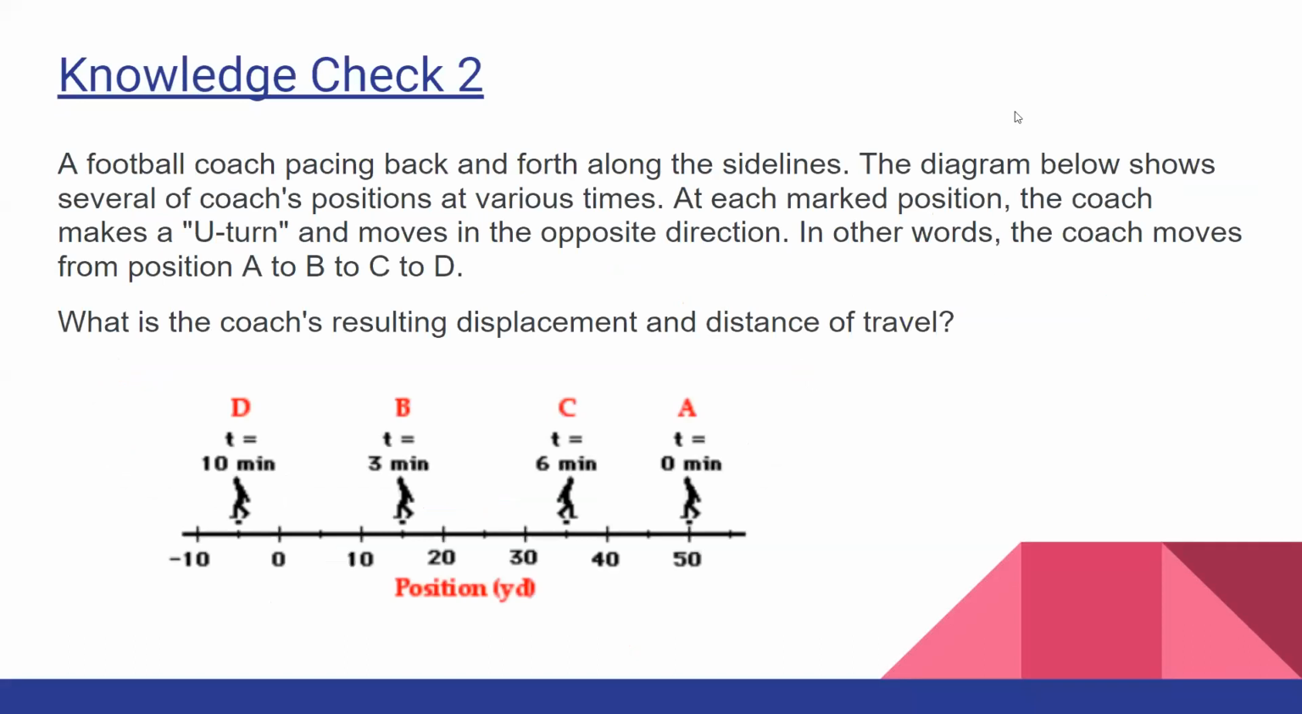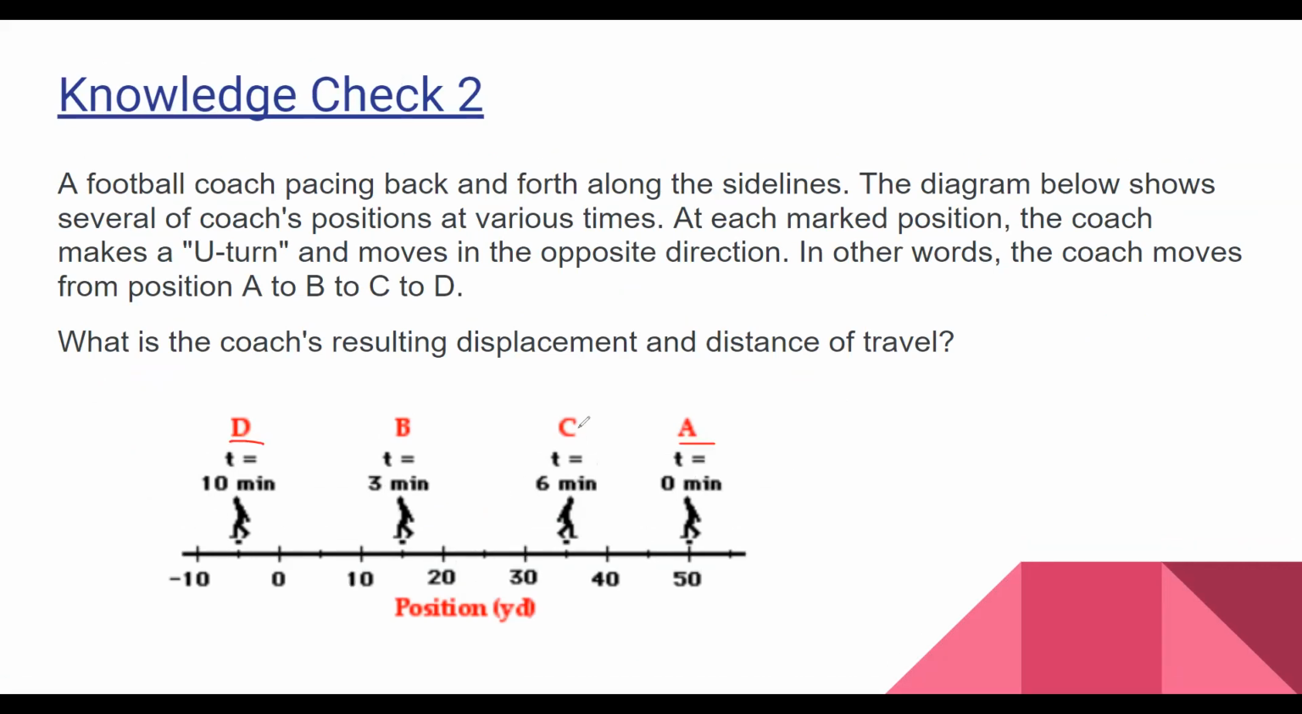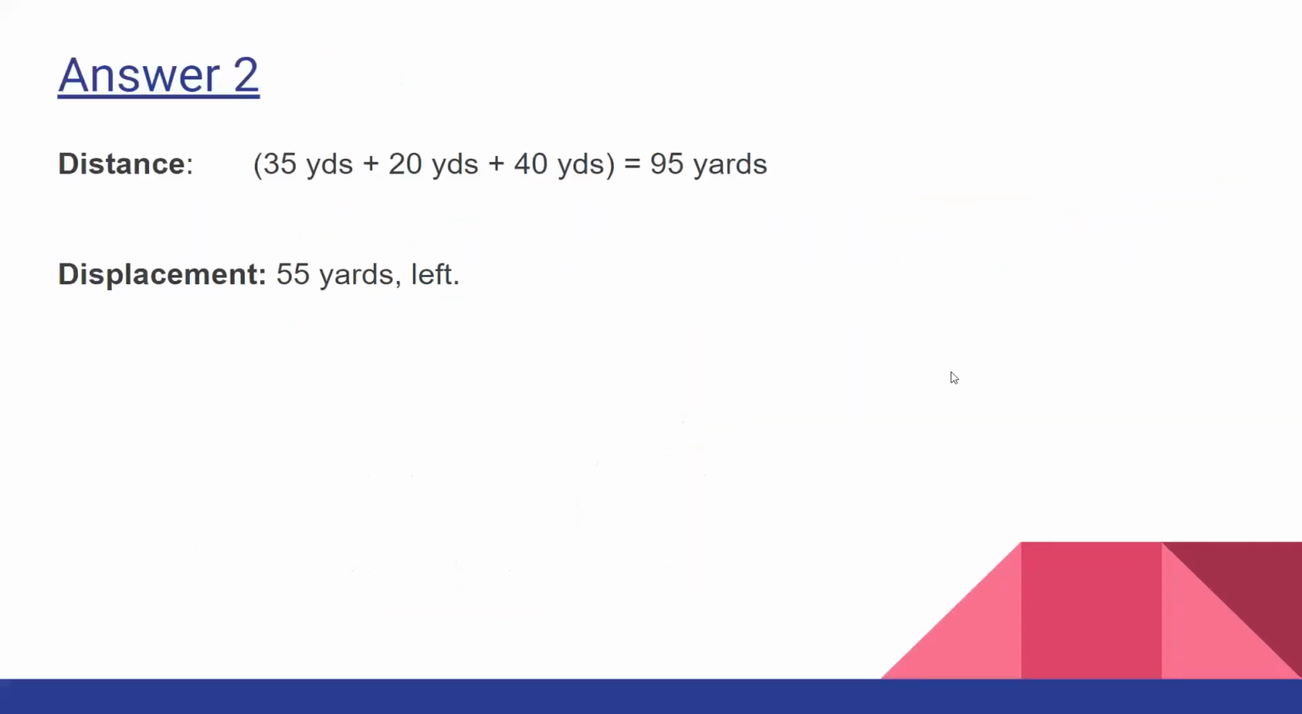I'll go over this one very quickly, but it's pretty much the same type of question. There's a football coach pacing back and forth along the sidelines. And again, the coach is moving from A to B to C to D in 10 minutes. So the displacement would just be the difference from A to D, which as you can see here is about 55 yards. And then from A to B to C to D, you have to add up those individual distances between those points. So you get 95 yards for the distance.